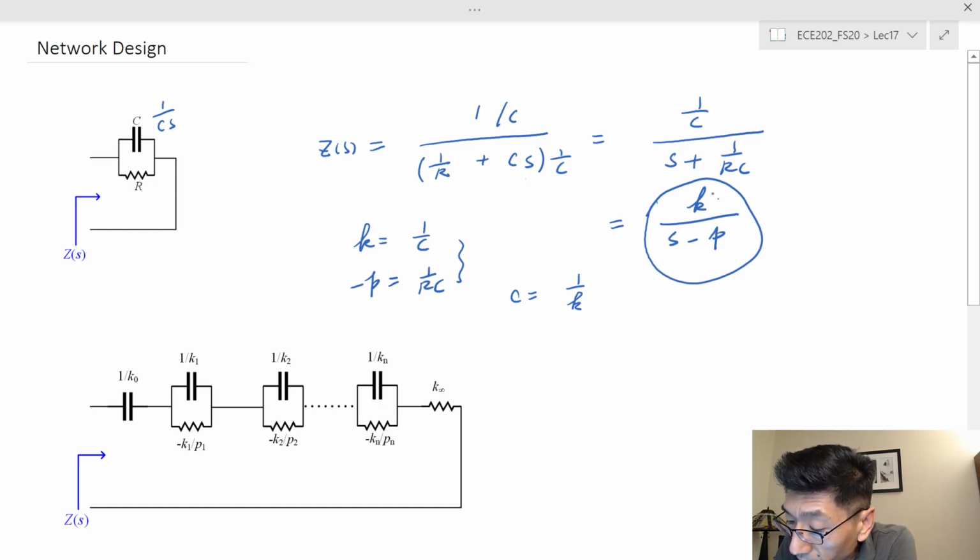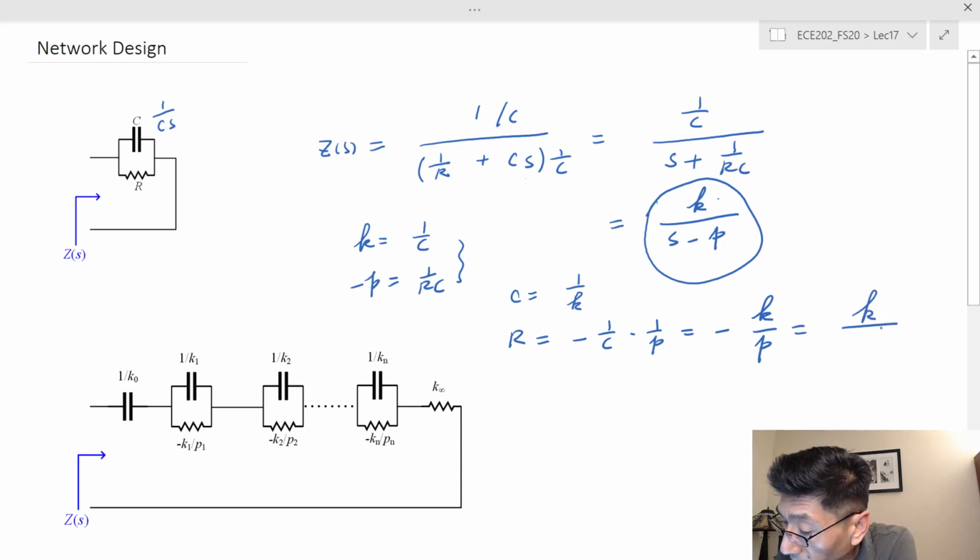So the C value should be easy to determine. That's just 1 over the residue, and R is going to be equal to 1 over C divided by negative P, or negative 1 over C times 1 over P, right? So 1 over C, that's K, so that equals negative K over P. Or you can think of this more conveniently as K over negative P. And so this gives the value of the capacitance and resistance for this term.